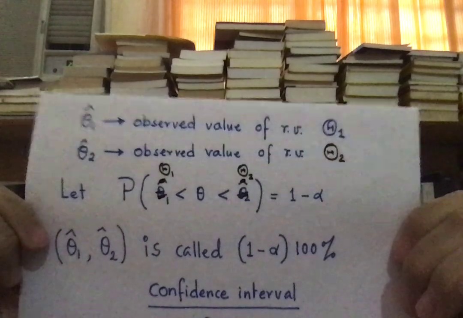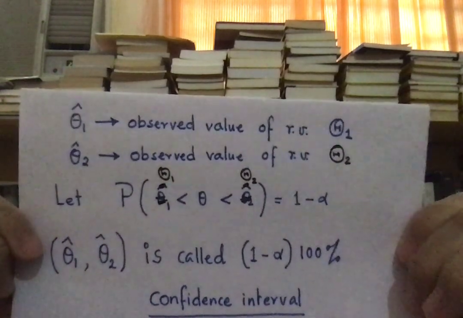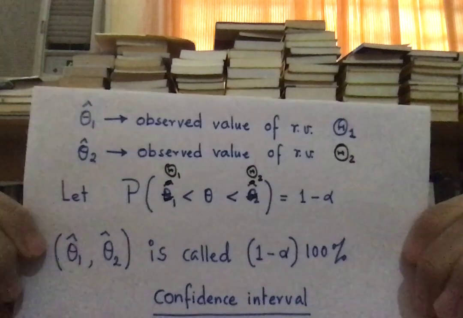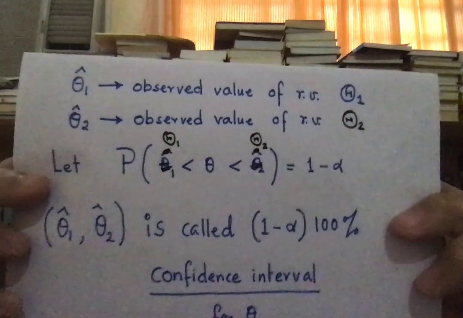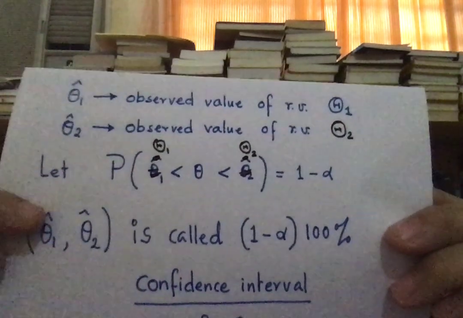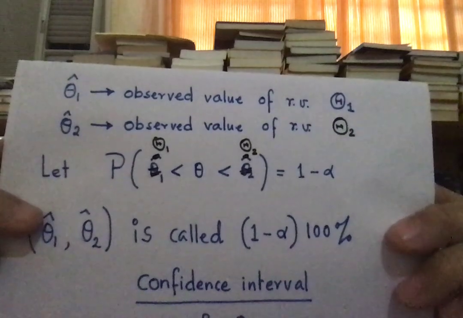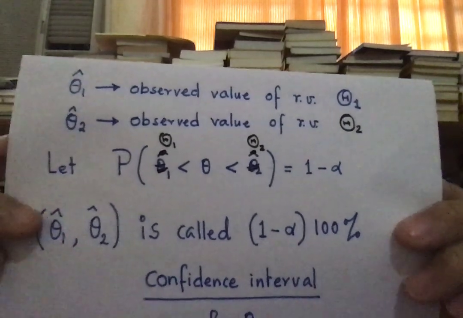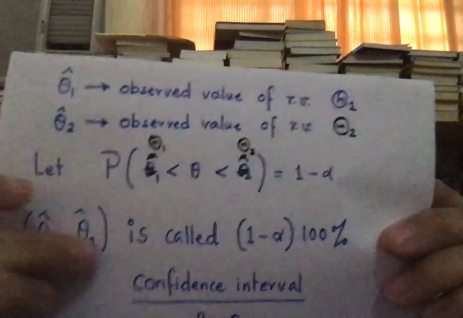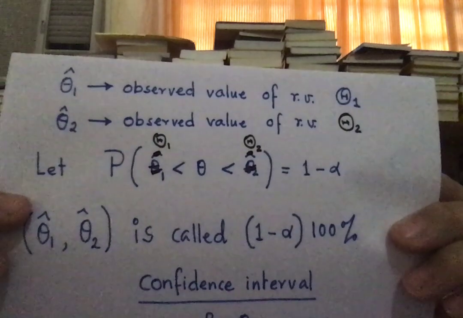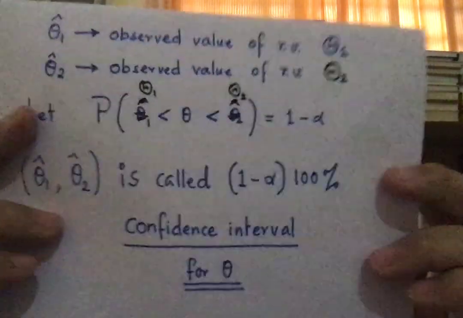Now I ask, what is the probability that theta is lying between these two statistic values, theta 1 and theta 2? I'll fix an alpha, and I will want the probability that theta lies between theta 1 and theta 2 to be equal to 1 minus alpha. If it happens, then these observed values of capital theta 1 and capital theta 2, that is theta 1 hat and theta 2 hat, are called the 1 minus alpha 100% confidence interval for theta, or just the 1 minus alpha confidence interval for theta, or 1 minus alpha is sometimes called the level of significance.